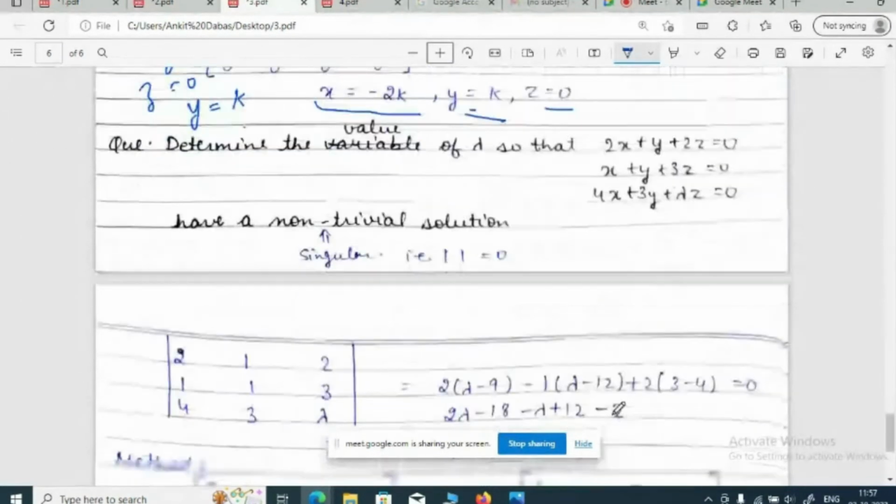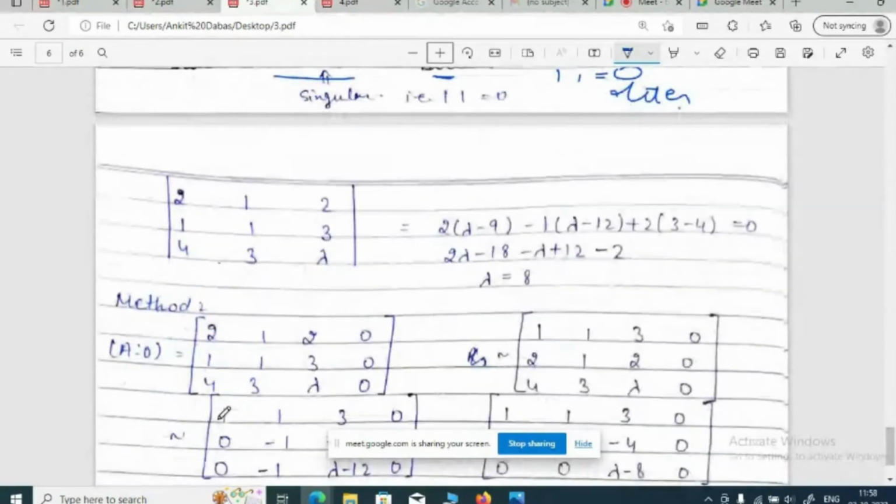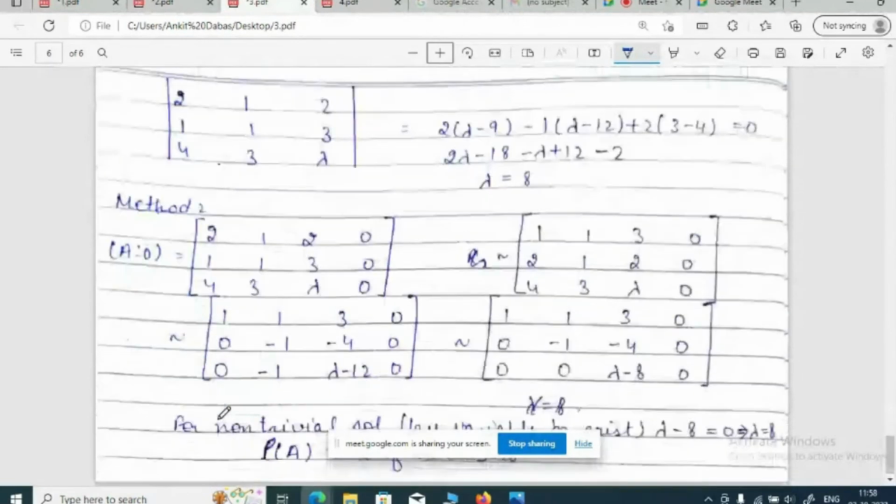Again, we are asked to find the value of a variable lambda so that this has a non-trivial solution. In case of homogeneous, it is easier if we compute the values by using the determinant. We did not have this option in case of non-homogeneous equations, but for homogeneous equations, if they are asking in what case it will have a non-trivial solution, we will have to put the determinant equal to 0. Just put this determinant equal to 0, and you will get the required value. Or you can use the reduced form and compute the value from there.